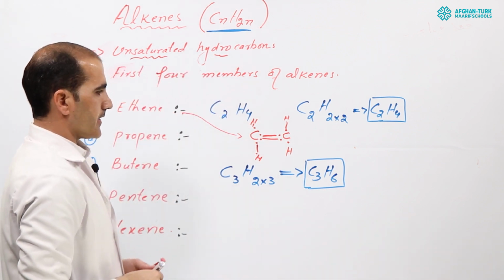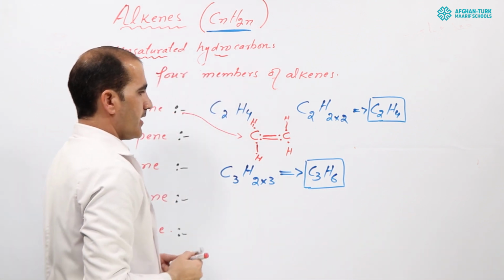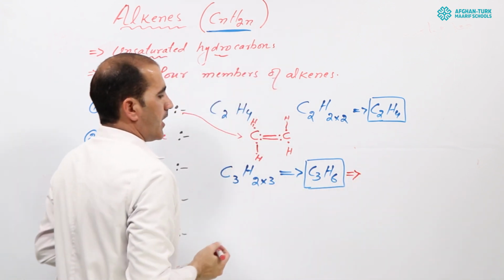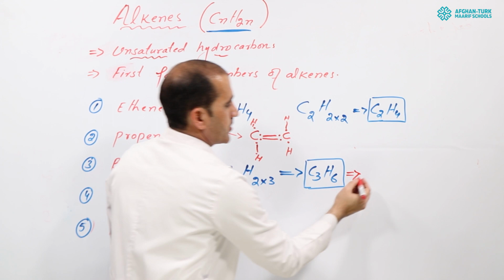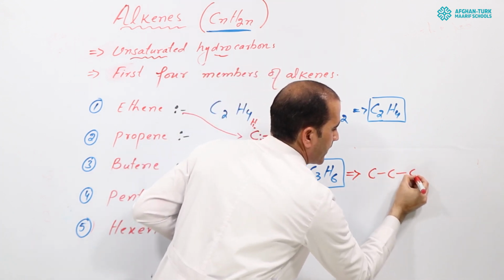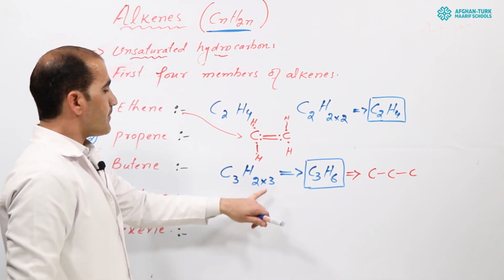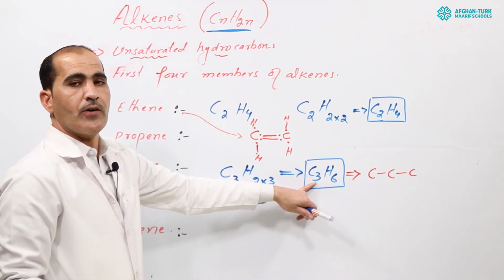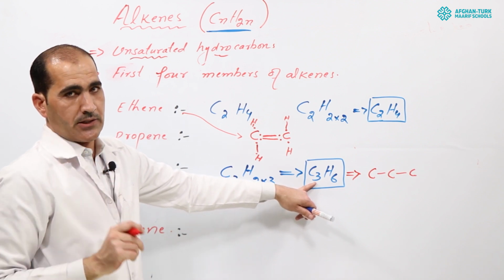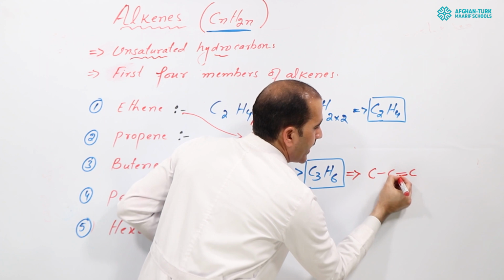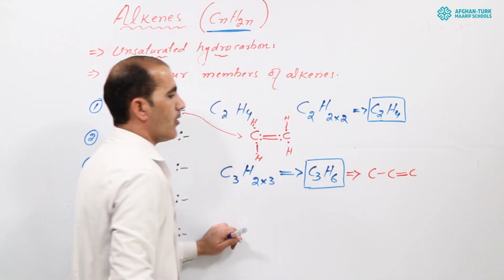Now you can draw its structural formula very easily. How many carbons are here? 1, 2, 3 carbons. Since it belongs to the alkene family, there must be only one double bond. If you draw the double bond here or here, don't worry about it.